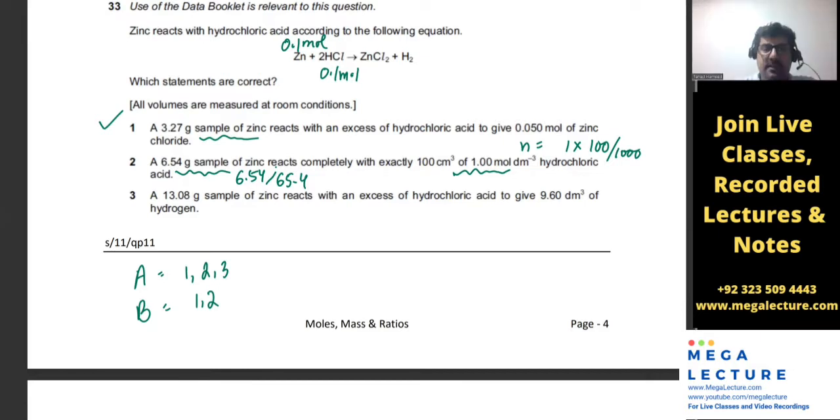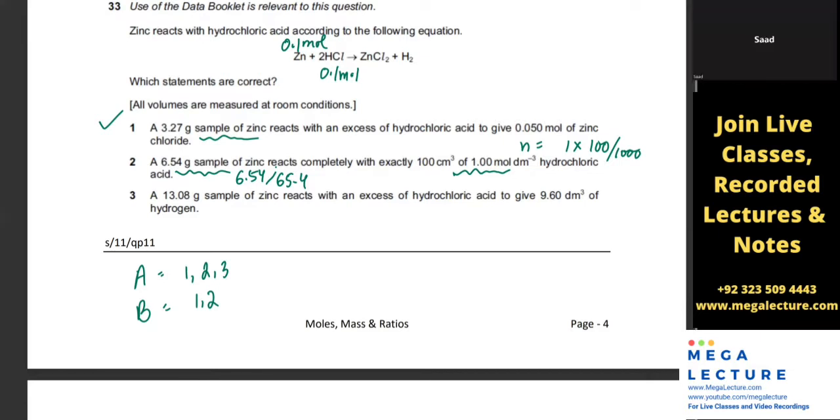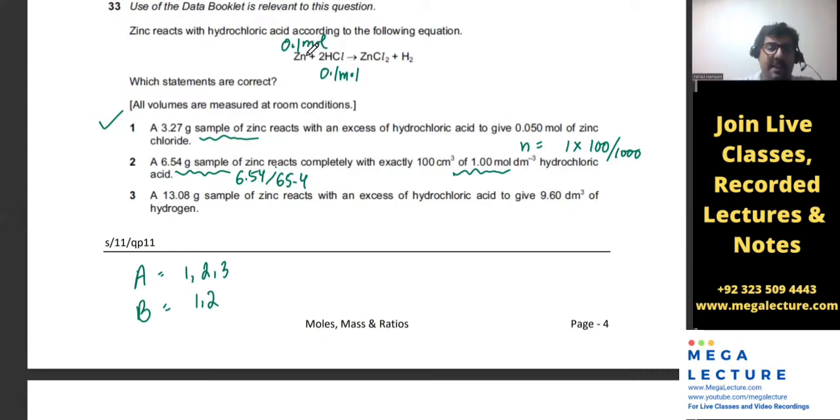Saad? No, that's not true. Okay, what is the equation stating? It's stating that 1 mole reacts with 2 moles. So 0.1 should react with how much? It should react with 0.2. Right? So it's not going to react with 0.1. It's going to react with 0.2.